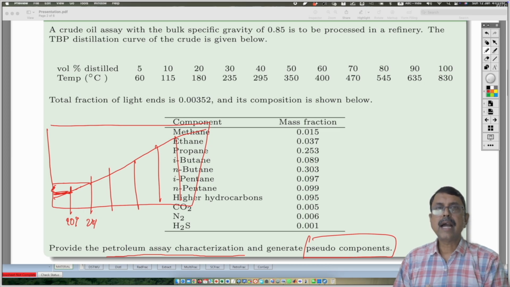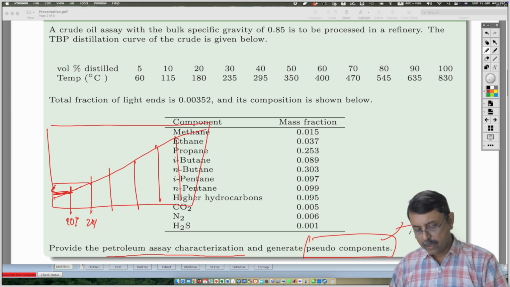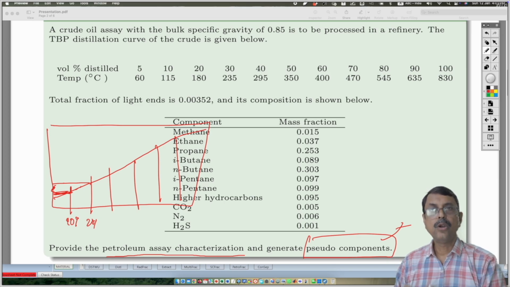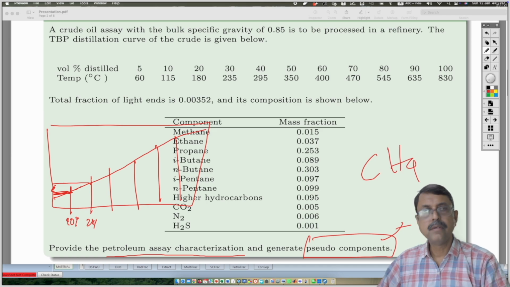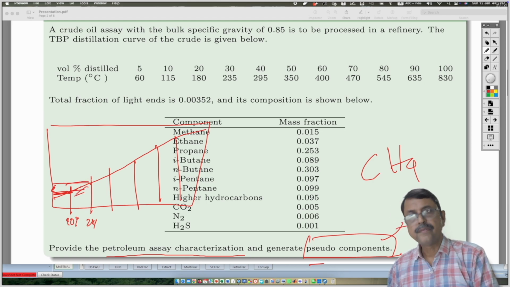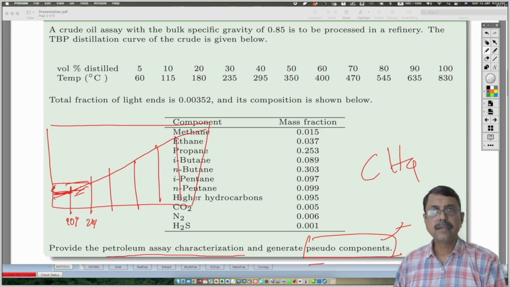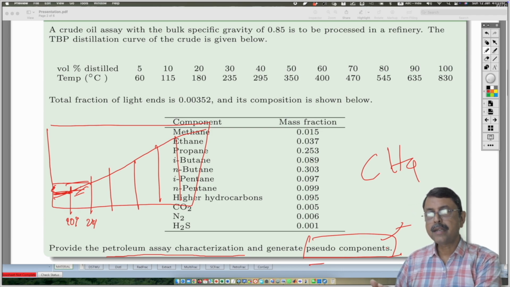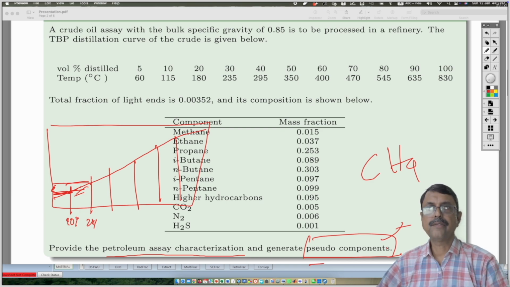Because they are combination of various components which we cannot distinguish. Okay, so they are basically cuts, and all those cuts we call pseudo components because they are not exactly a specific component like methane, ethane. Okay, methane, it has a fixed molecular weight, right? It has an own identity as methane, right? If you say methane, we know it is CH4, right? So the pseudo components, that means if it is a mixture of everything within that cut range, it doesn't have a specific identity of its own. So we call it a pseudo component. So we have to generate a list of pseudo components first.